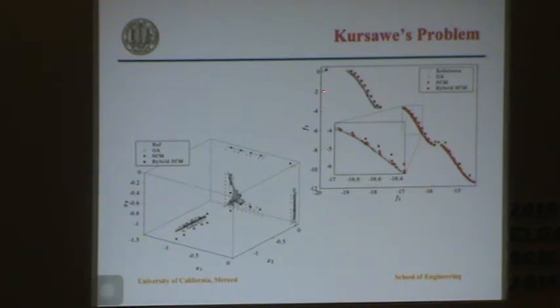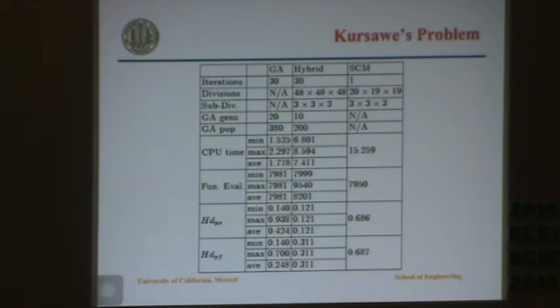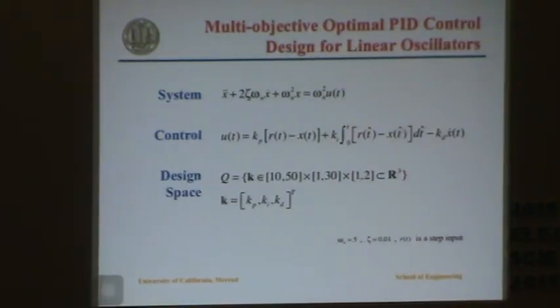That's four branches in the Pareto front. So these are the curves. This actually is not easy to get, okay? Again, I have the CPU time and also the Hausdorff distance showing the improvement.